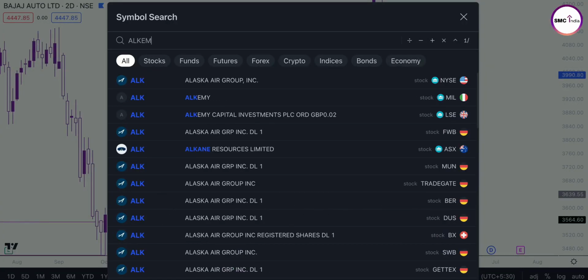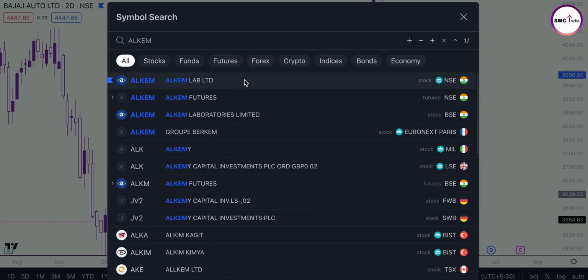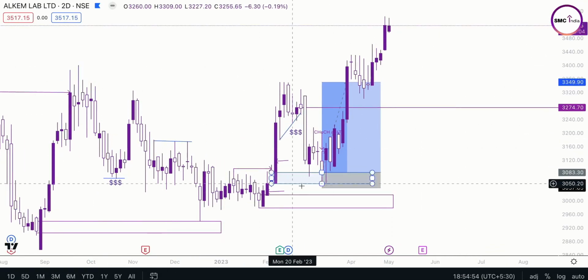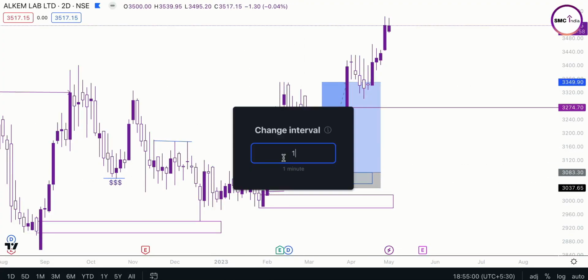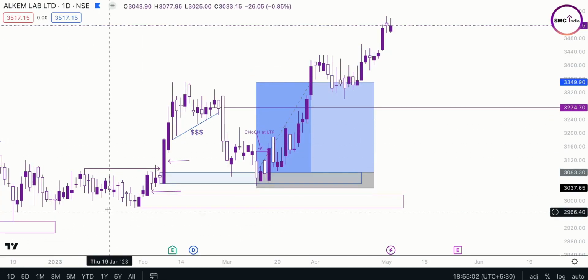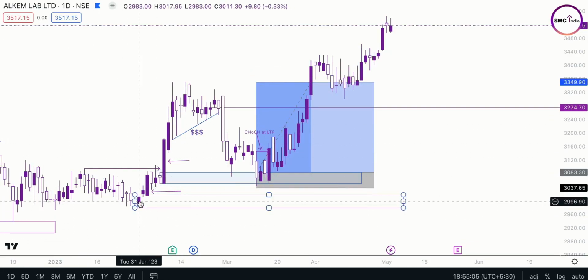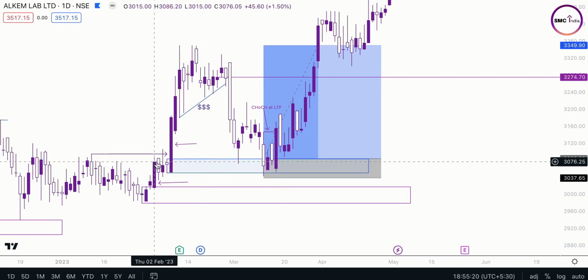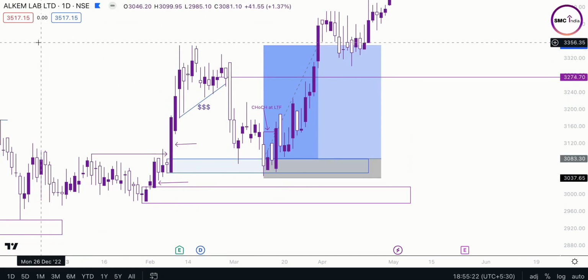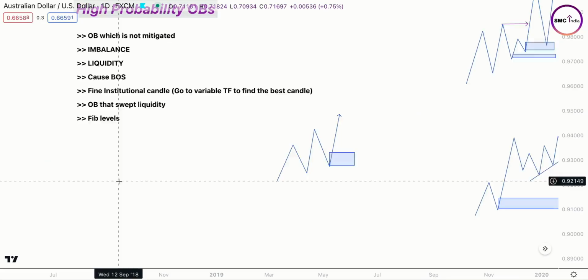I'm showing you another example, Alchem. Here in the 2 day time frame you don't find the order block, but you could see that the price consolidated here for a bit and then shot up again, creating a lot of imbalances. So if you go to the one day time frame, you could see that there is a clean institutional candle down here, another clean institutional candle, the perfect two doji candles, and you mark these order blocks. So this is how moving on to variable time frames helps you to mark the proper institutional candles.